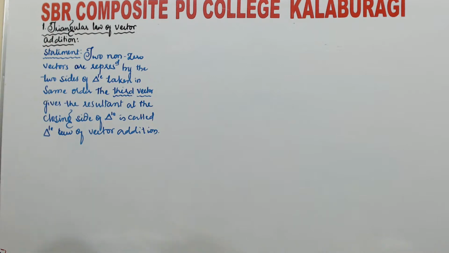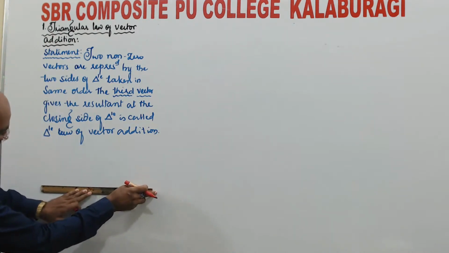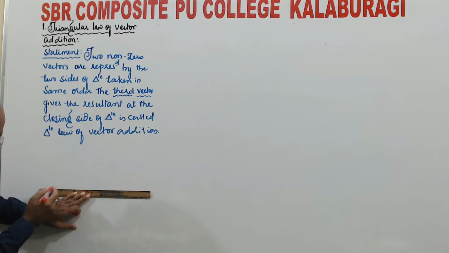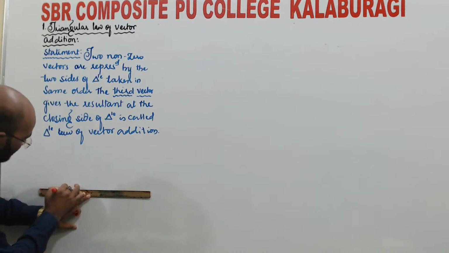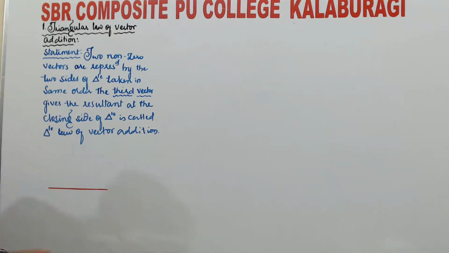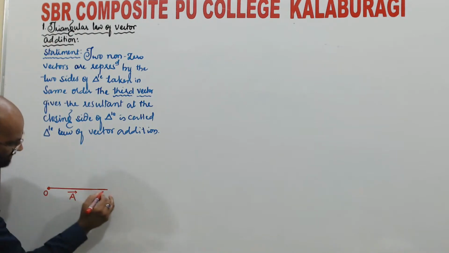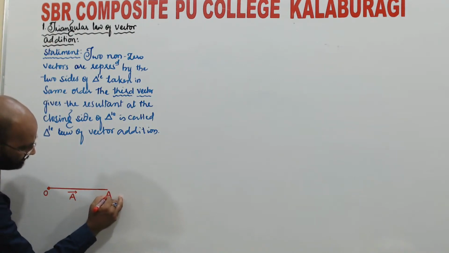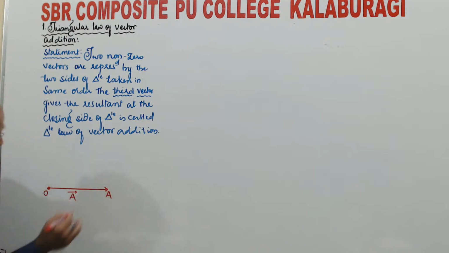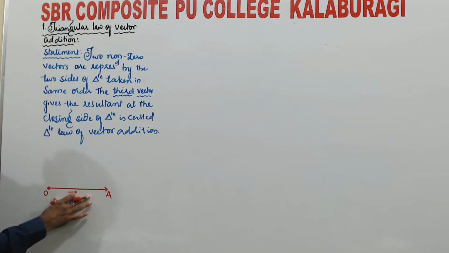Let us consider the diagrammatic representation. Consider two vectors. Say this is a vector A. This is the tail of the first vector, which is taken at this point as O, and this point as A, and this is the arrowhead. This is the first vector.